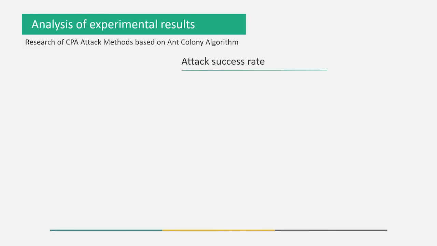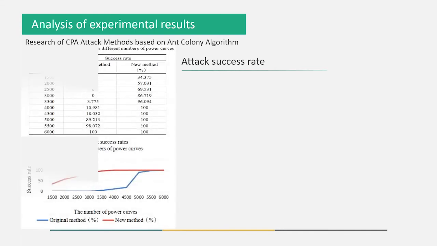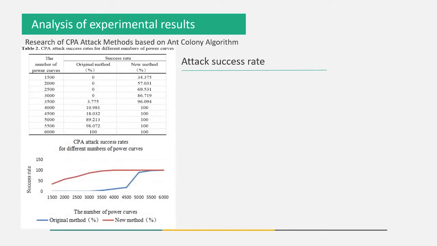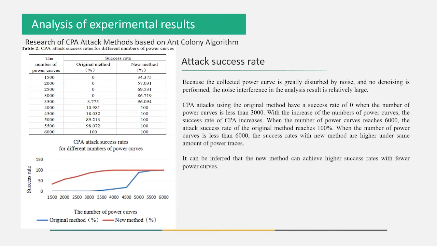CPA attacks using the original method have a success rate of 0 when the number of power curves is less than 3,000. With the increase of the number of power curves, the success rate of CPA increases. When the number of power curves reaches 6,000, the attack success rate of the original method reaches 100%. When the number of power curves is less than 6,000, the success rates with the new method are higher under the same amount of power curves. Therefore, it can be inferred that the new method can achieve higher success rates with fewer power curves.